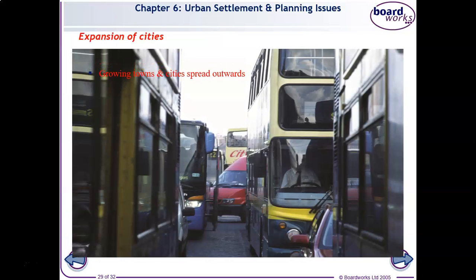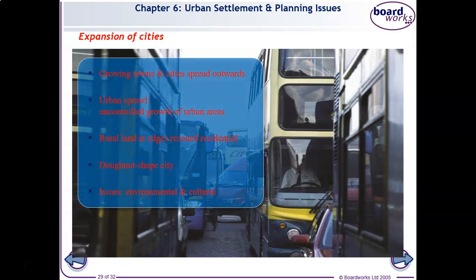Yeah, so you've got growing towns and cities spread outwards. Urban sprawl is the uncontrollable growth of urban areas. Rural land at the edges of cities is rezoned as residential. You've got a donut-shaped city. So you've got that blank CBD in terms of residential, and then you've got all of this development on the way out. And then you've got massive environmental and cultural issues which are associated.